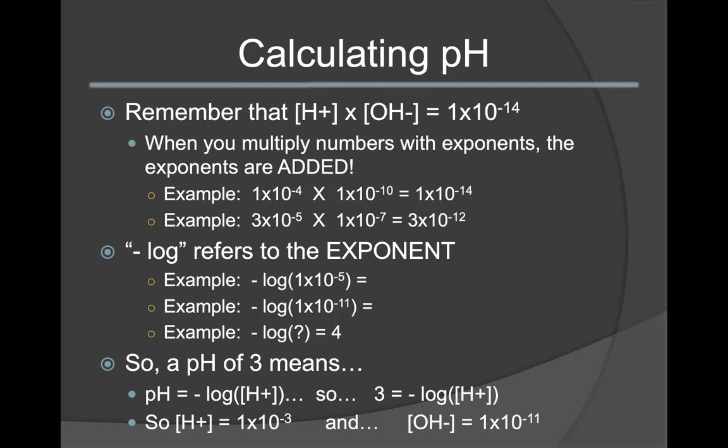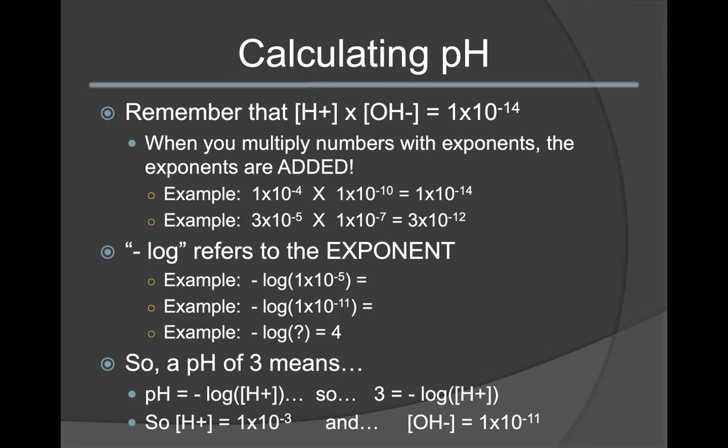When we are going from concentration to pH, we are taking the log of a number. Log will simply refer to the exponent. So what log will do when you have a base of 10 and you're taking the log of something in the format of 1 times 10 to the something, the log will get that exponent and basically cancel out that 1 times 10 to the. So log refers to the exponent only.